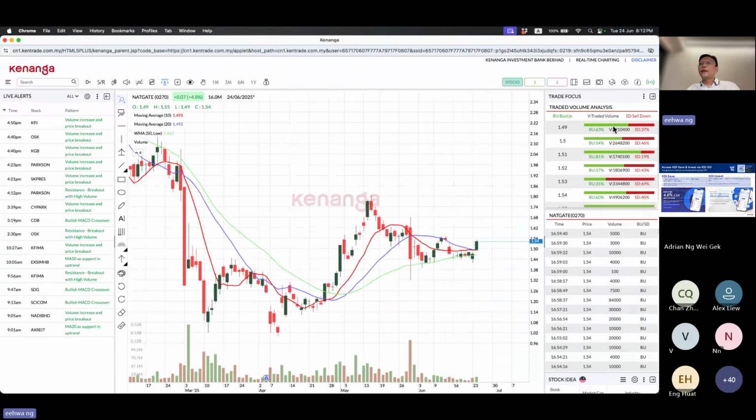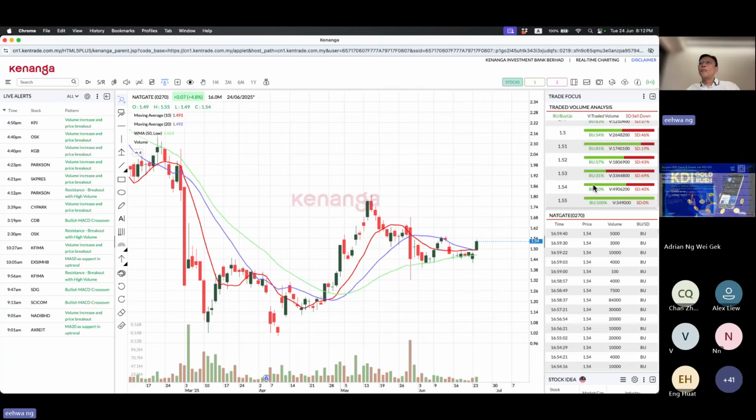Once you open up Netgate, take a look at the green zone. It means that at 149 there is more buy up than sell down. At 150 it is balanced, and at 151 more buy up, more buy up, more buy up. So this is where you can get a sense of how the buying and selling is going, whether or not the price is moving.